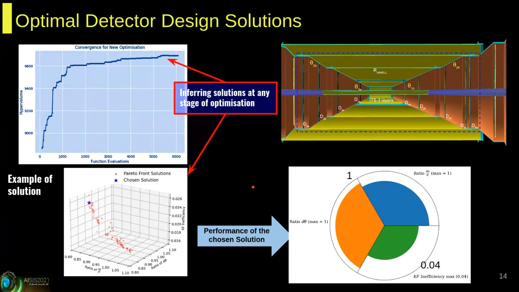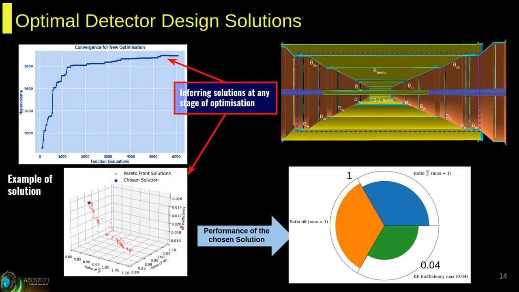Here are the results of the optimization. The top left one is the convergence plot, where I plot the hypervolume as a function of the number of function evaluations. As the optimization converges, the hypervolume becomes a constant. On the bottom left are the approximate Pareto front solutions corresponding to the final generation.